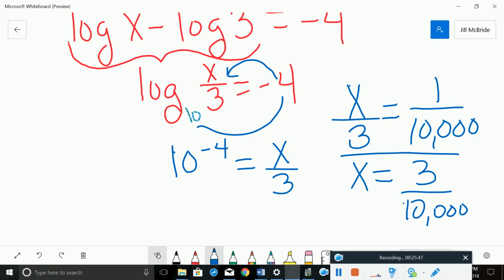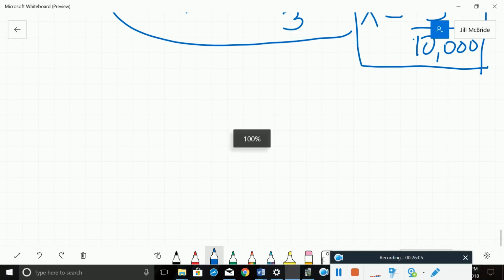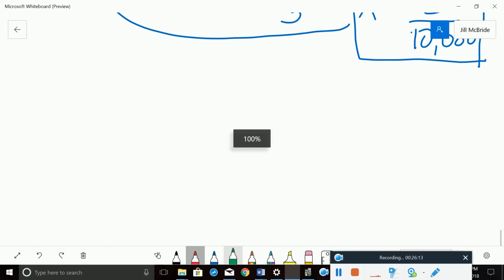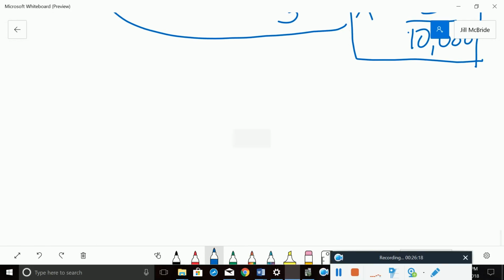Okay, remember to go back to your original equation. Does that make that argument negative or 0? And the answer is no. So again, we have a safe solution. Okay. One more. We'll get maybe a little bit more complicated with some of our properties of logarithms.